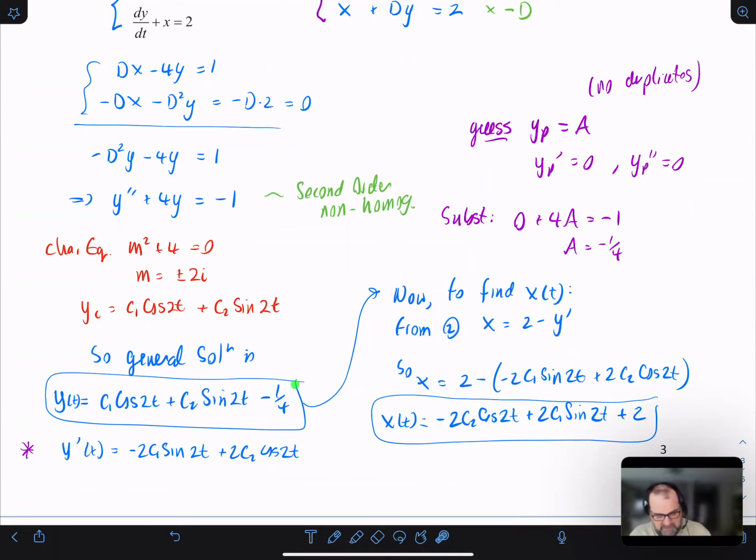Hence, the solution for y is the complementary solution plus the particular solution, as we already know. So this is our y. We are not done yet. The next issue then becomes, how do we find x?